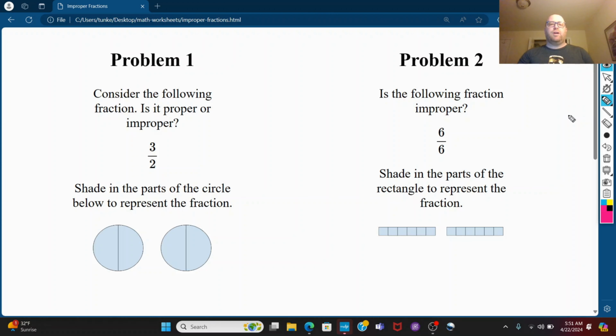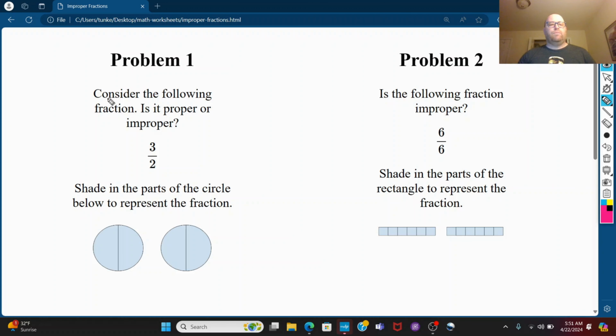In this video, I'm going to talk about improper fractions. Improper fractions are where the numerator, the top part of the fraction, is equal to or greater than the denominator, the bottom part of the fraction. So let's take a look at a few problems here and I'll illustrate this point.